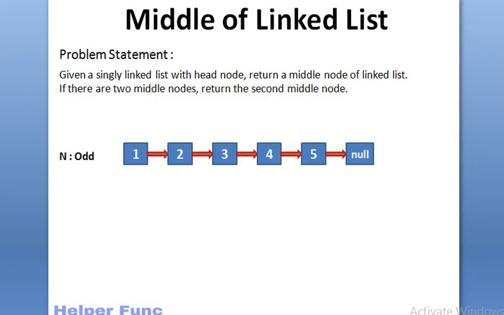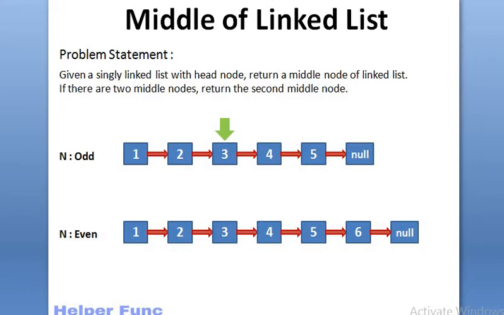Now there can be two cases, one when n is odd. Then there will be only one middle node, and that will be the node with the value 3 in this example. But when n is even, there will be two middle nodes. Here, both node 3 and 4 are middle nodes. But as per the problem, we will return the second middle node, that is the node with the value 4.